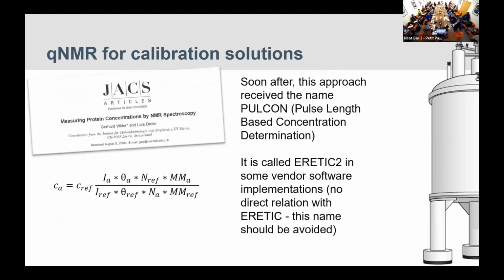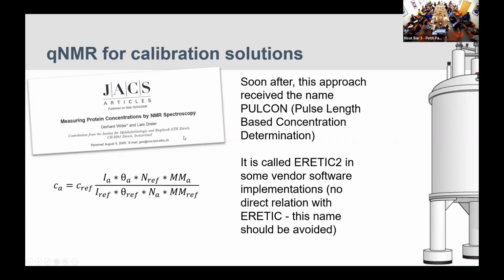Soon after, in 2006, it received a name, PULCON, pulse-length-based concentration determination. It is called ERETIC 2 in some vendor software implementations. You all know who I'm talking about. It has no direct relation with ERETIC. It's important to highlight that ERETIC is the use of electronic references. So in my opinion, this name should be avoided at all costs because it's really misleading.